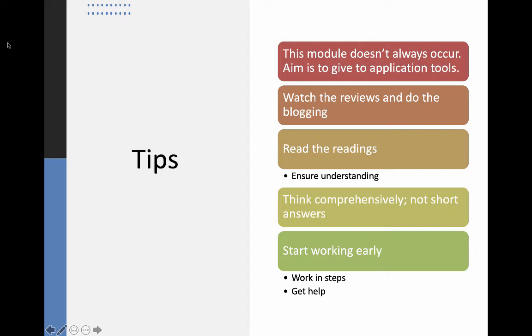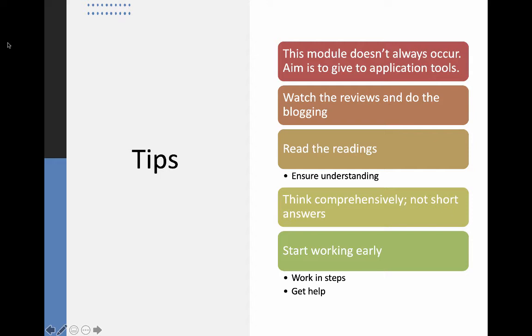Instead, they understand them well enough to be able to recognize them or know what's going on, instead of to be able to actually implement them or to design something or to analyze something that other people are using. So this is really aimed at giving people tools that they can use and go out and apply.